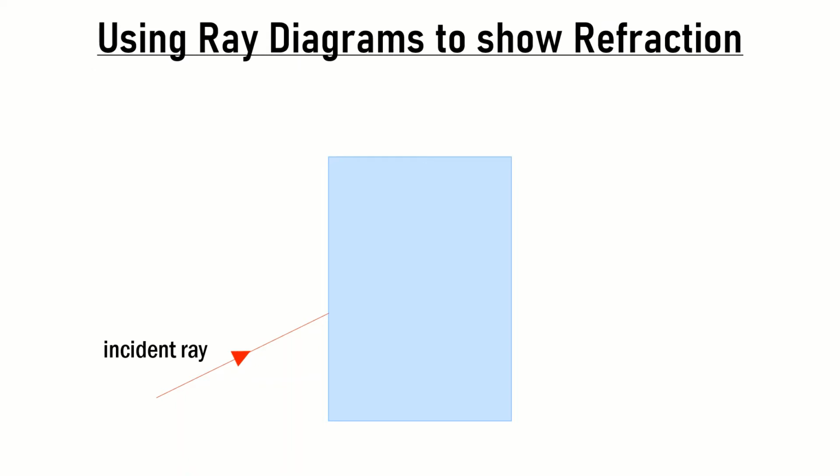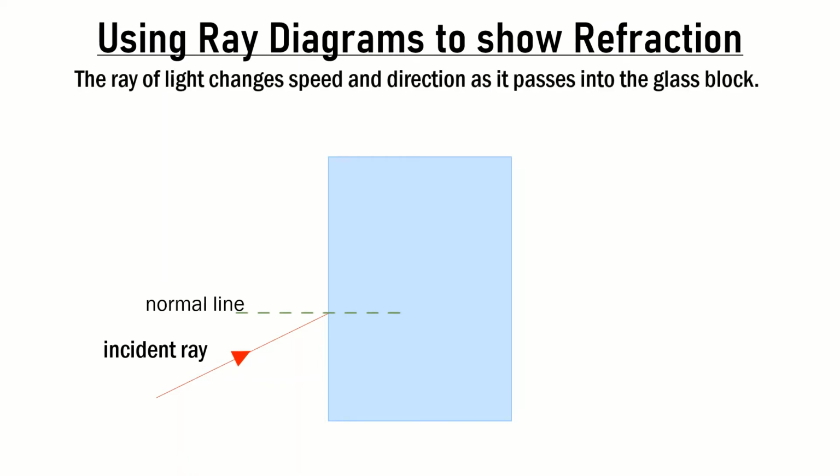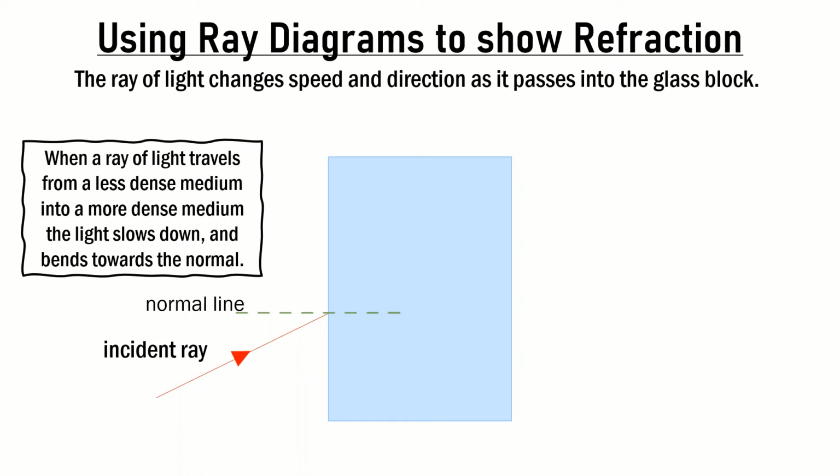Once the incident ray has been drawn, then you'll draw a normal line at 90 degrees to the surface of the new substance, as shown here. The ray of light then changes speed and direction as it passes into the glass block. Because the glass block is more dense than the air, the ray of light is traveling from a less dense medium into a more dense medium. The light's going to slow down and bend towards the normal, so the angle of refraction is going to be less than the angle of incidence. And the refracted ray bends towards the normal.